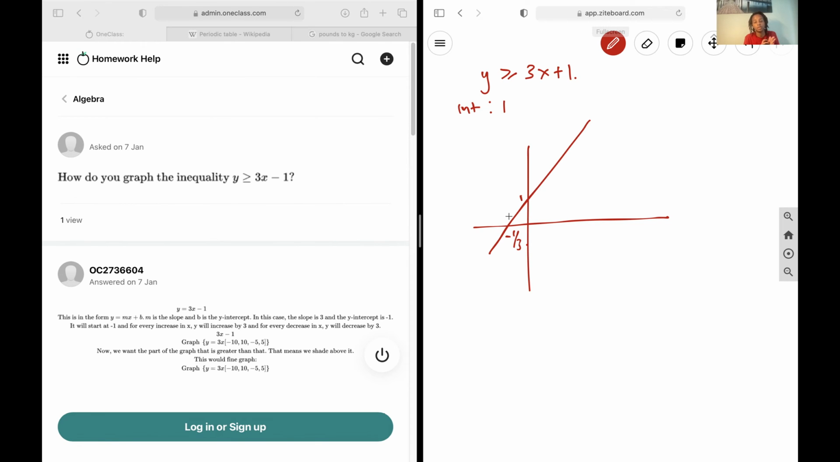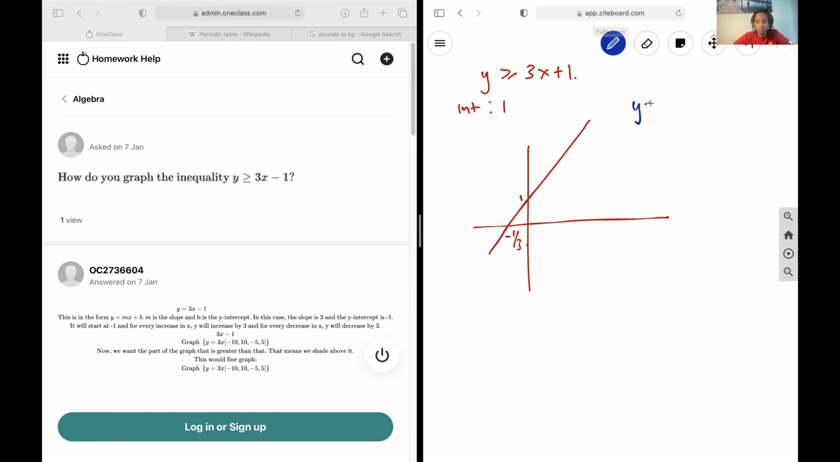Okay, and then next up, we want to determine all points above that line, so when y is greater than or equal to 3x plus 1. Again, if you're getting confused over the sides, you can just plug in random values. So let's plug in 0. When x is 0, what should y be?